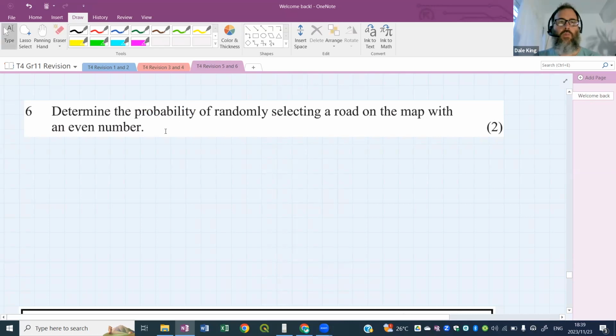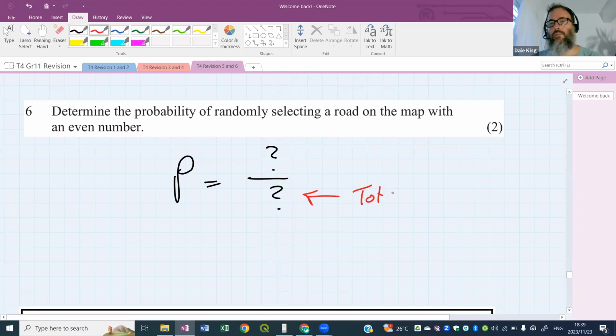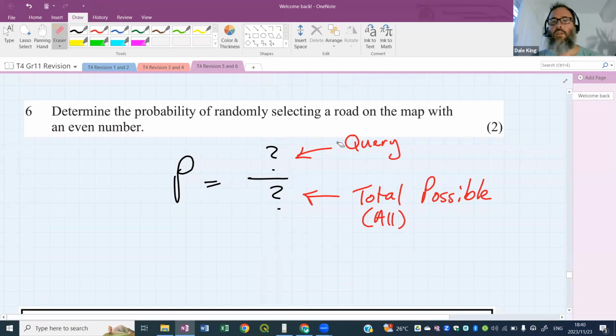So, determine the probability. Now we know with probability, we need a fraction, with something at the top, something at the bottom. The number at the bottom is the total possible, all the possibilities. And then the number at the top is our query. For this question, we need to find the total possible first, and then we can find the number at the top afterwards. So the probability of randomly selecting a road on the map with an even number.